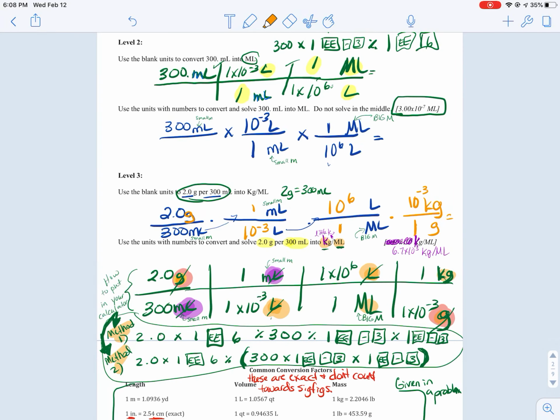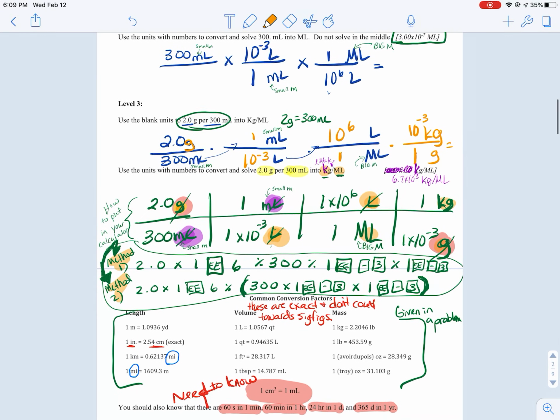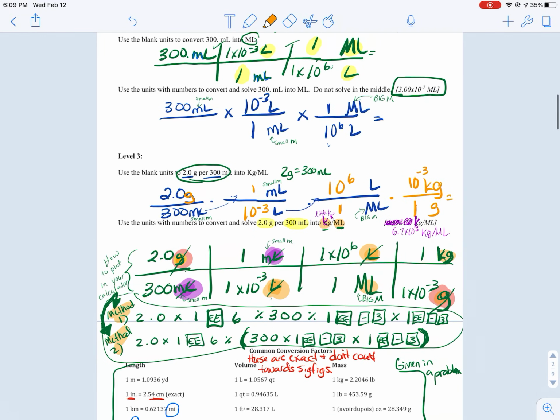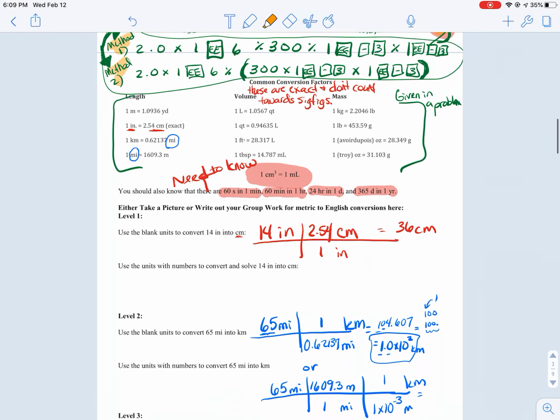And there's some methods in here to show you how to put it in your calculator. So that's the idea of unit conversion. You can make them really long. If you prefer using this method where you're doing the lines, that's fine. If you prefer using times and these kinds of lines, that's fine. Or if you want to use a dot, that's all fine. These are all fine methods, whatever works for you.